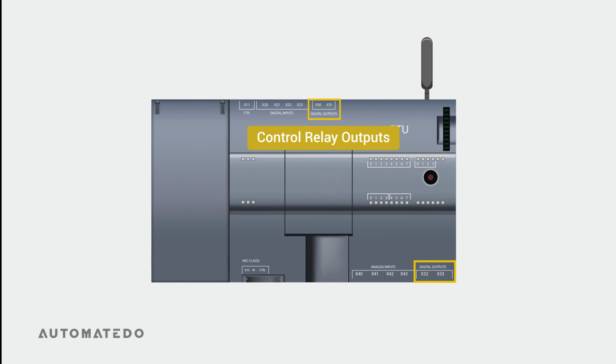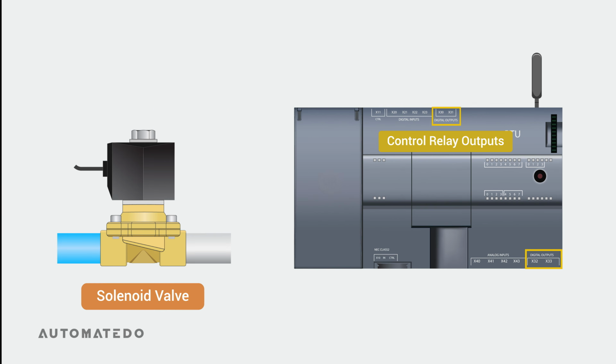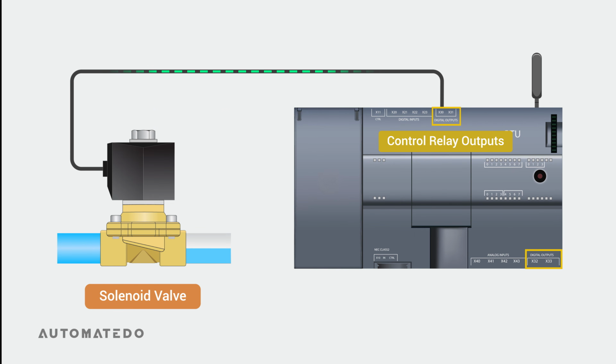Next, we examine the control relay output section. This component is used to send electrical signals and commands to switch power on and off to discrete actuators in the field to have control over them.